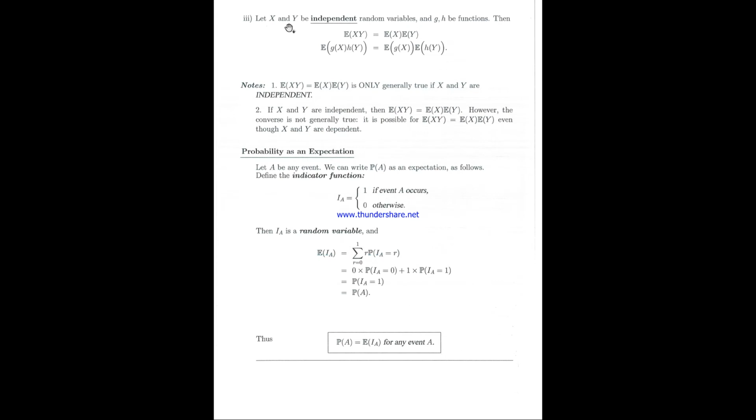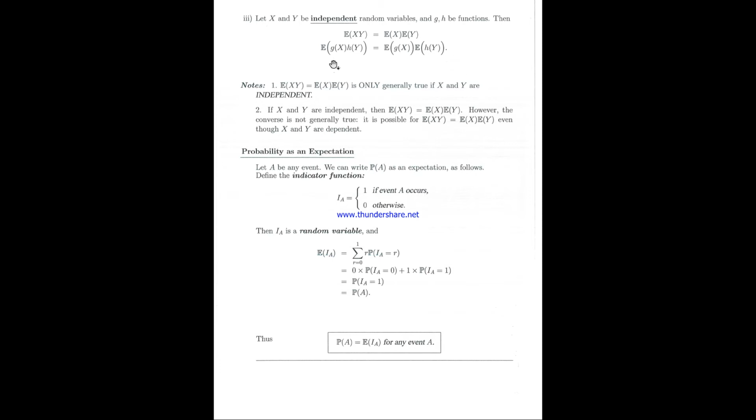So when you have two independent random variables, and you are going to talk about the expected value of the multiplication, you can write that the expected value of XY is equal to the expected value of X times the expected value of Y. At the same time, if you have two functions of X and Y, where X and Y are independent, again you can write the expected value of g(X)h(Y) as the expected value of g(X) times the expected value of h(Y).